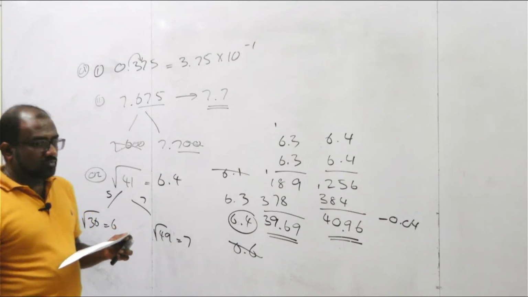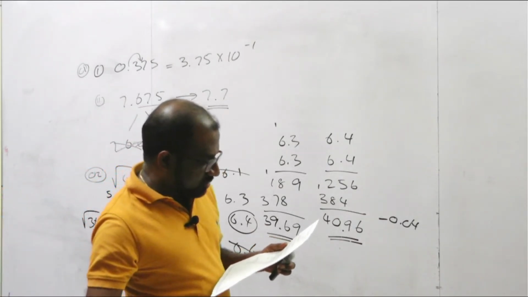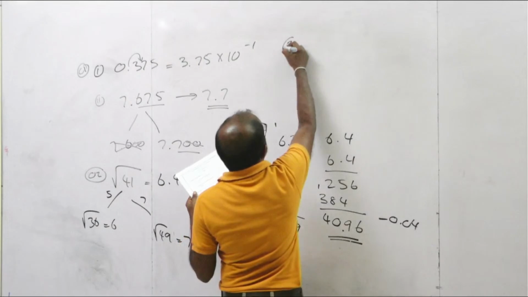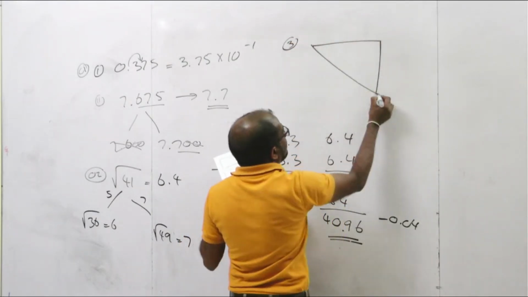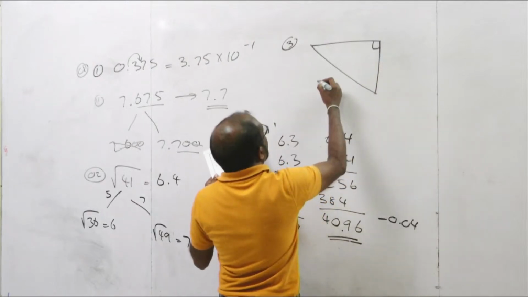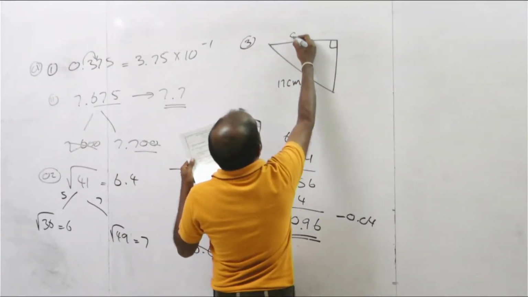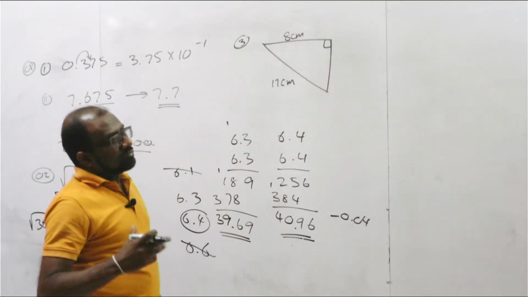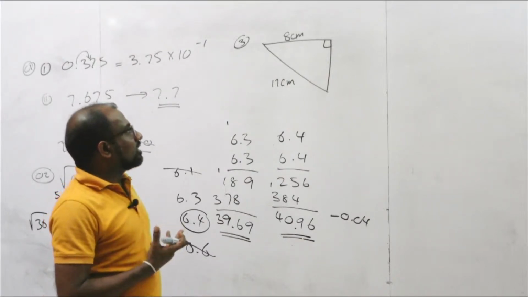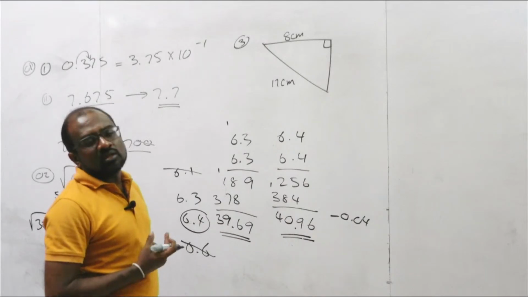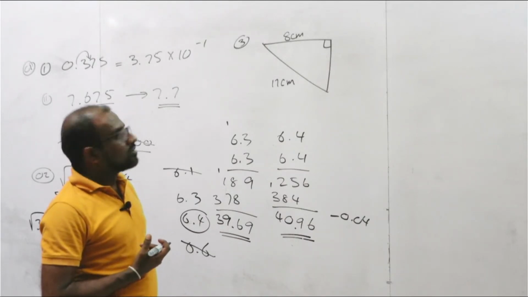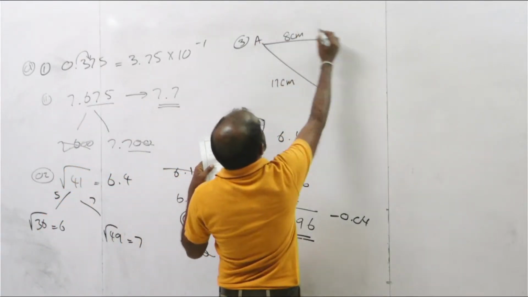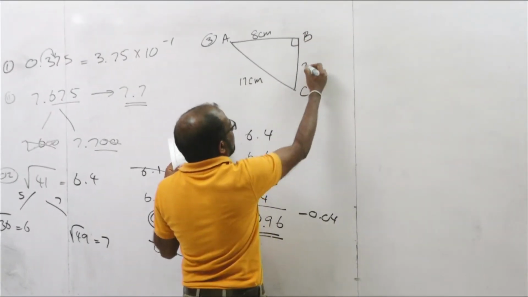Right, children? So third question, find the length of the side BC. So a right angle triangle is given, in which the length of 2 sides are provided. Right angle triangle regarding length of sides, Pythagoras theorem. So we are asked to find out the length of BC. We will mark it as x.